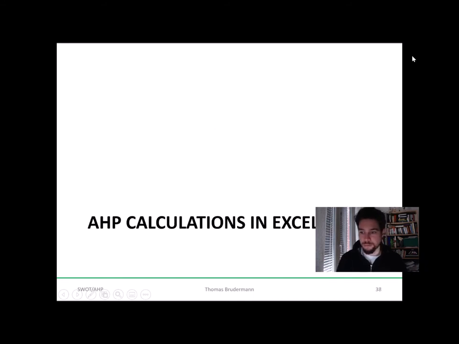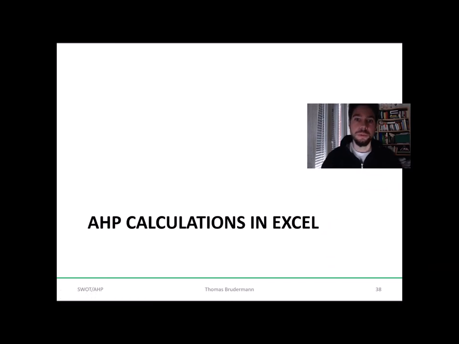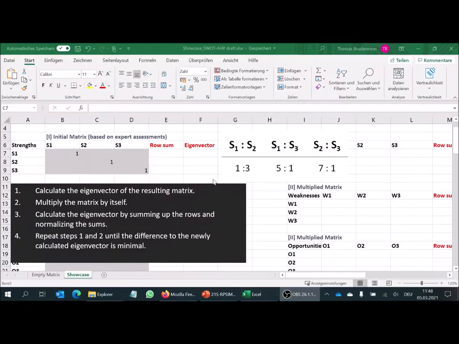Okay, so what is left is now to do the respective calculations in an Excel spreadsheet. So let's start the AHP calculation in Excel. You remember the pairwise comparisons. I have copied them here just to make it easier to transfer them into the matrix. So S1 to S2 is 1, 2, 3. So I just write 1, 3.